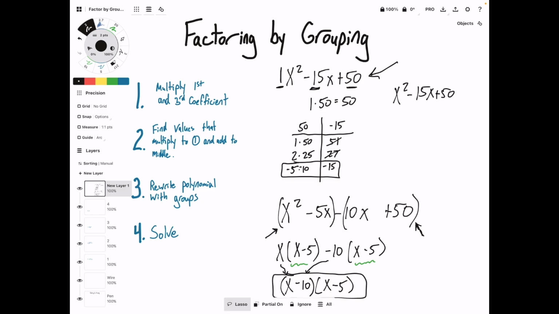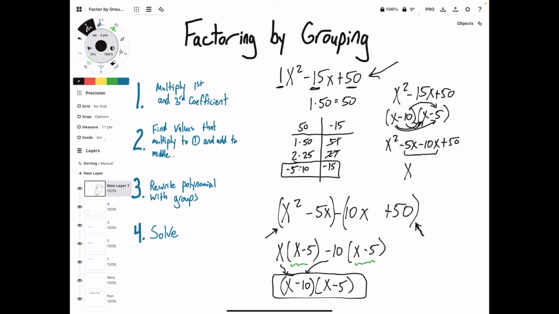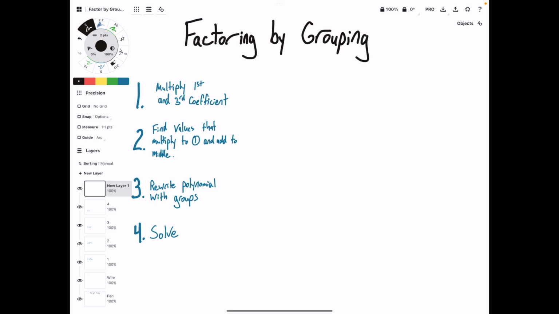And what we can do, if we bring our factored form up here, is double check that it multiplies back out. So we could do x times x is x squared, x times negative 5 is negative 5x, then we do negative 10 times x, and negative 10 times negative 5, which is plus 50. We can combine these: x squared minus 15x plus 50. So that checks out.